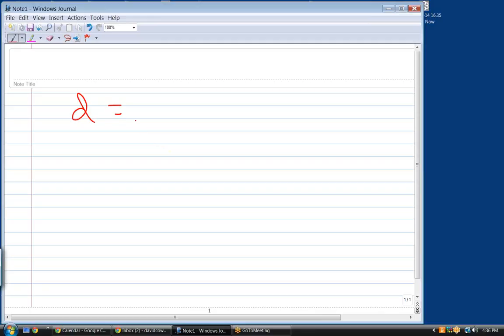D equals... hang on. It always starts with the square root of. Okay. D equals the square root of x2 minus x1 squared plus y2 minus y1 squared. Correct. Okay. Now let's talk about that for just a second, because that's a pretty complicated thing to remember.